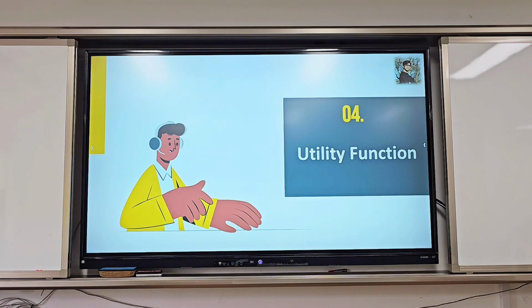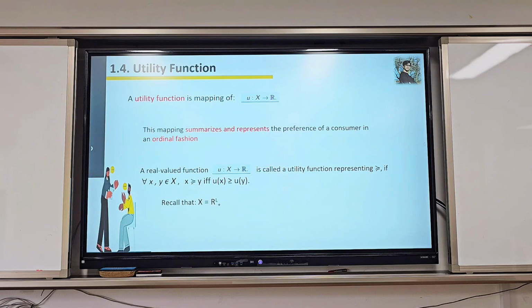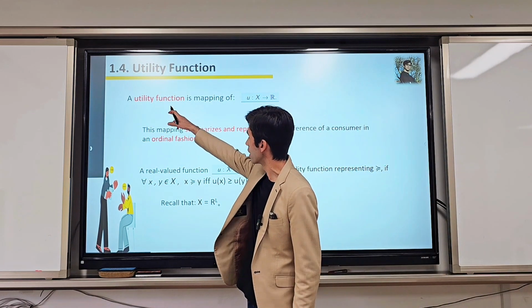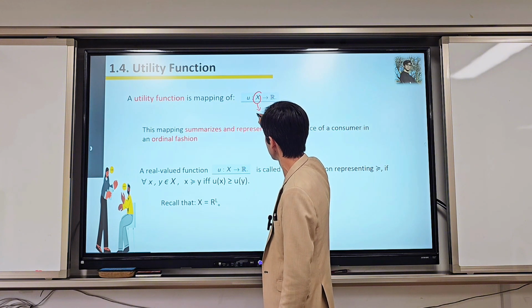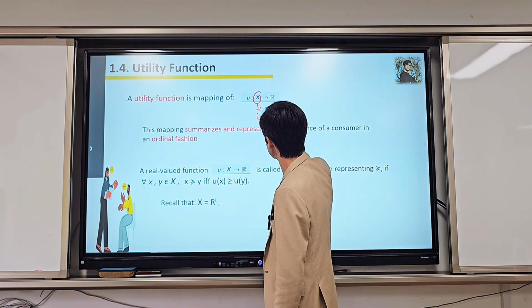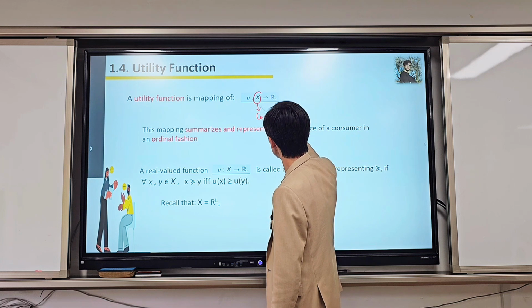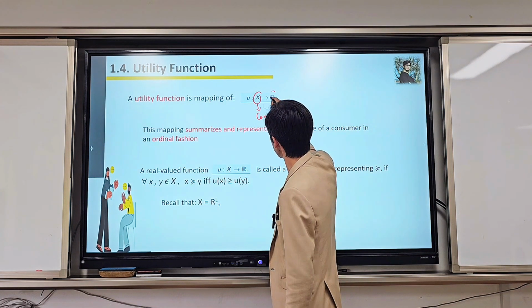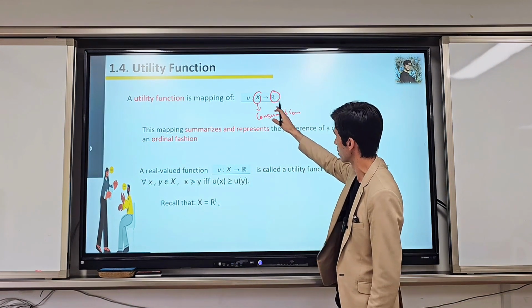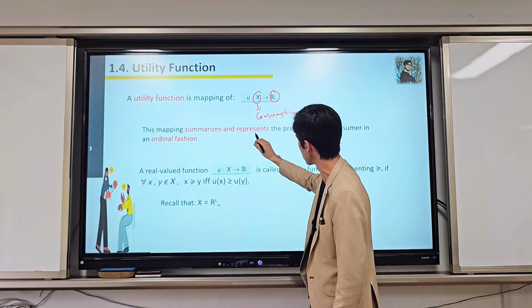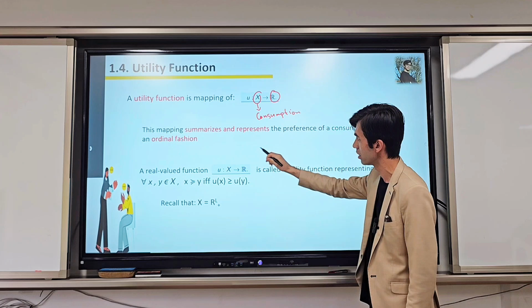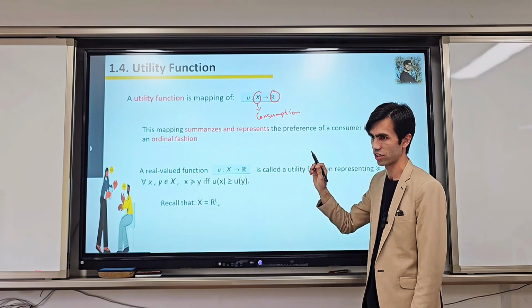So first of all, let's talk about utility function. What is utility function? A short definition: utility function is a mapping of consumption set to a real number, from a consumption set to a real number. So this mapping summarizes and represents the preference of a consumer in an ordinal fashion.